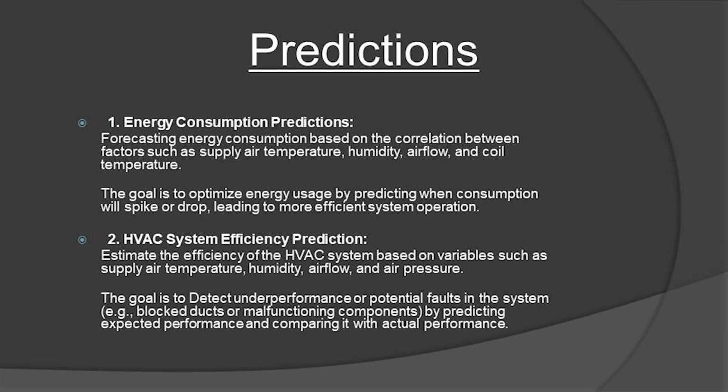HVAC system efficiency prediction. Estimation of the efficiency of the HVAC system based on defined variables. The goal is to detect underperformance or potential faults in the system, for example blocked ducts or malfunctioning components, by predicting expected performance and comparing it with actual performance.